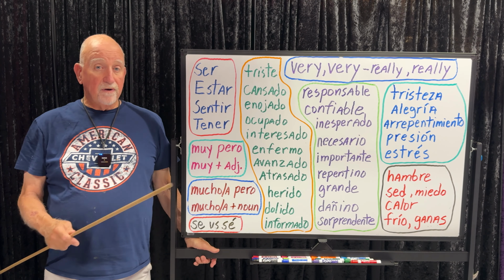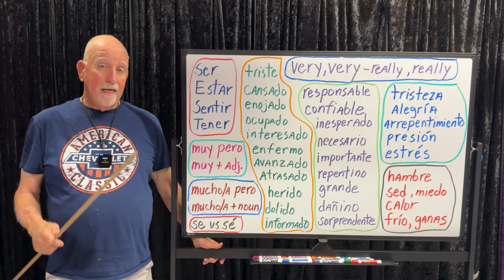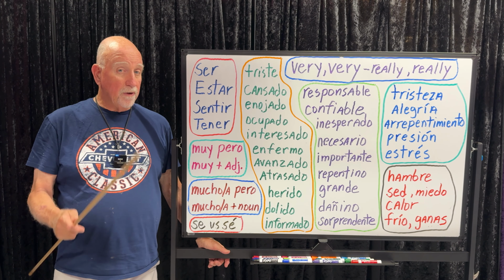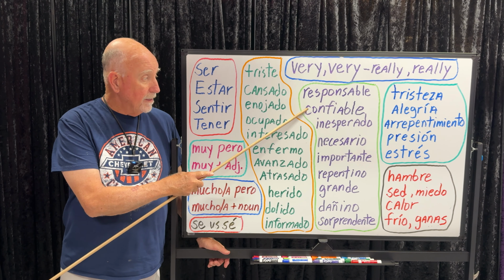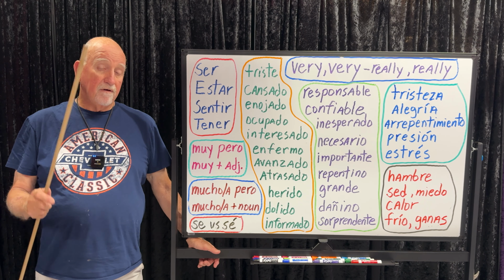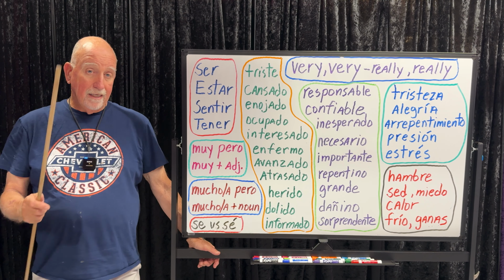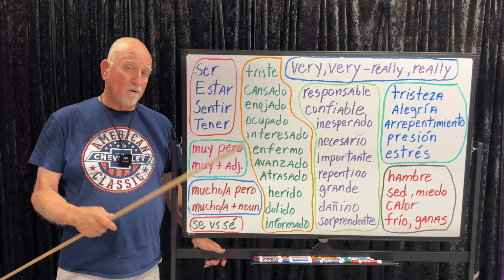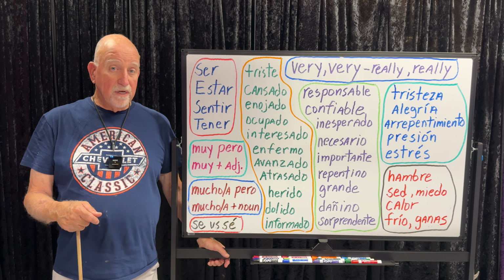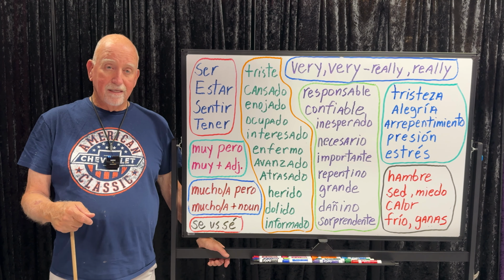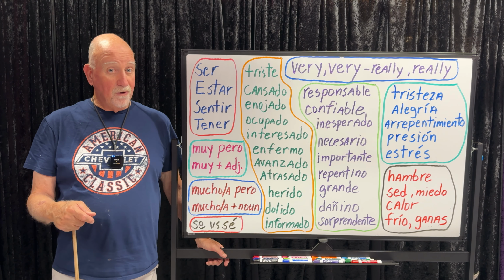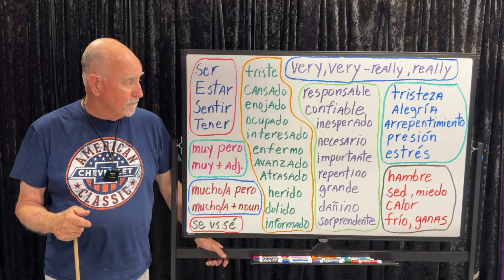She is very, very responsible. Ella es muy, pero muy responsable. He is very, very trustworthy. Él es muy, pero muy confiable. It's really, really unexpected. Es muy, pero muy inesperado.